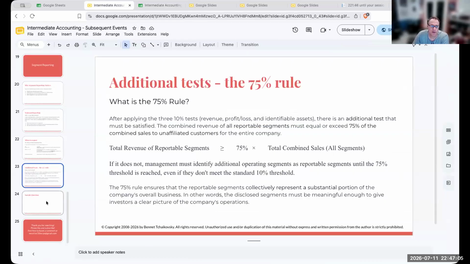So this is somewhat of a smaller topic, but segment reporting is one of these important things for us to be going through and looking at in intermediate accounting.